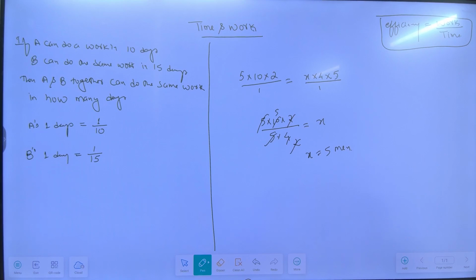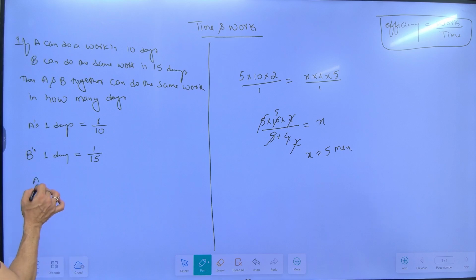If A can do some work in 10 days, in one day how much work will he do? 1 by 10 units per day or not? Suppose you can do some work in 2 days, so per day you will do how much work? 1 by 2 or not? 50%. You can do some work in 10 days, so every day you will do 10% or not? Just 1 by 10. And what about B's one day work? 1 by 15 or not? Because B can finish the same work in 15 days, per day he is doing 1 by 15, which is whatever in terms of percentage, right?